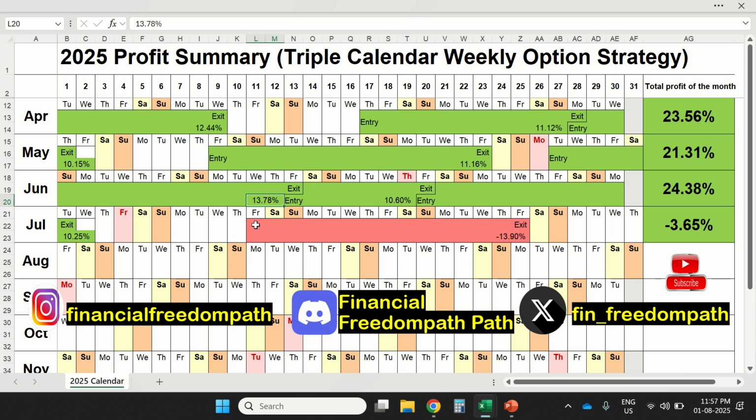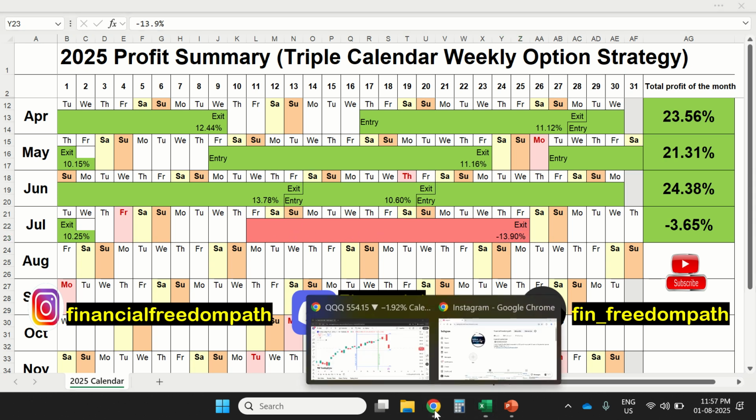So I am talking today about this trade which I entered on 11th of July and exited on 25th of July, and I made a loss of 13.9% from this trade. So now let's discuss this trade. Let me open the QQQ graph.